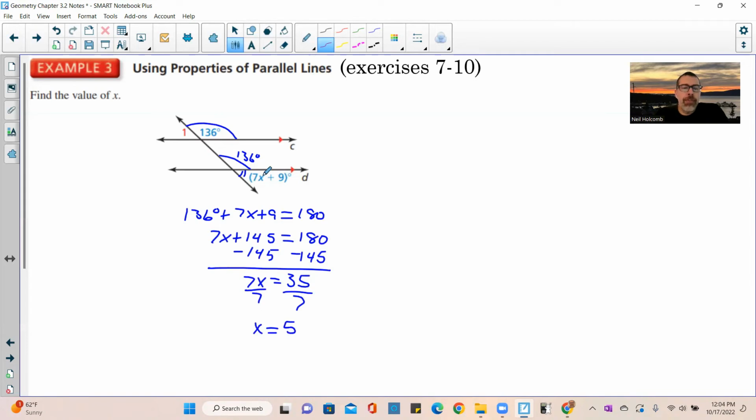So 7 times 5 is 35 plus 9 is 44. 136 plus 44 is 180. So my answer checks. So the answer is x equals 5.